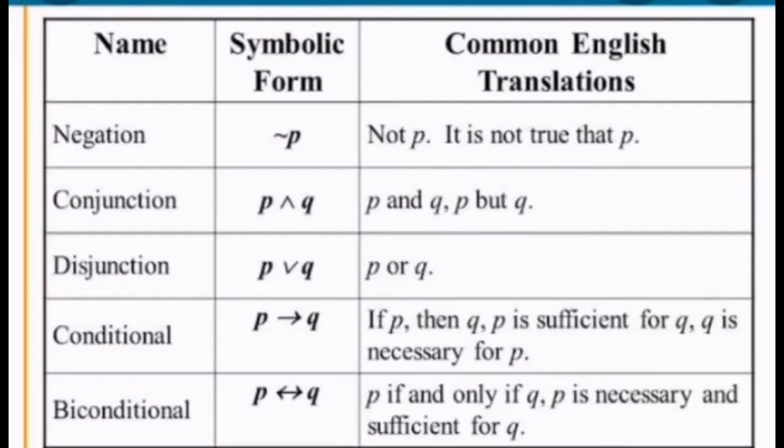Then if the sentences P and Q use or, then you will use vel. In conditional, the sentences P and Q use if and then, so we use the arrow sign. While in biconditional, the sentences P and Q use the combining statement, which is if and only if, then we use the symbol double arrow.